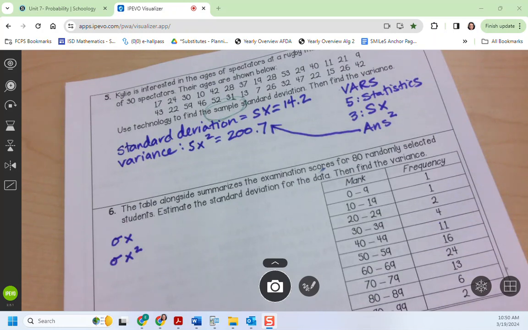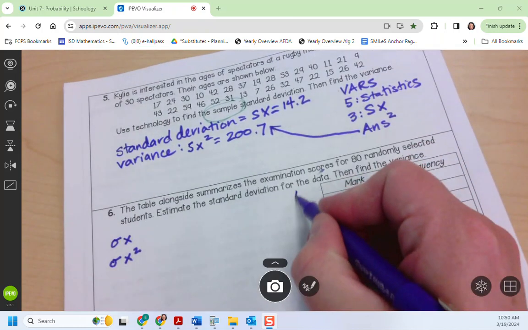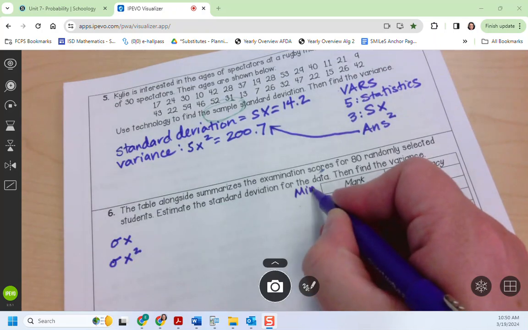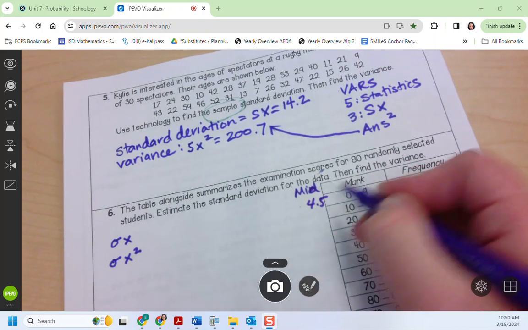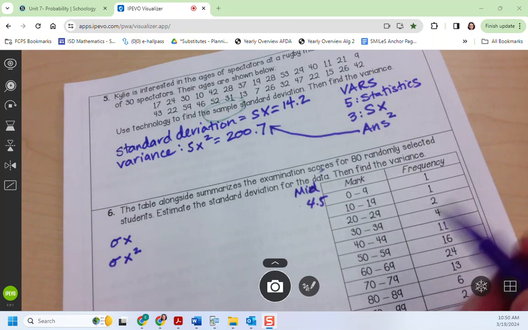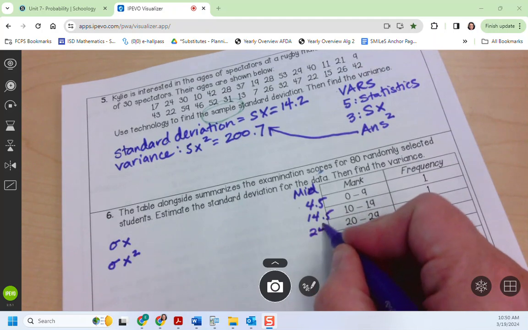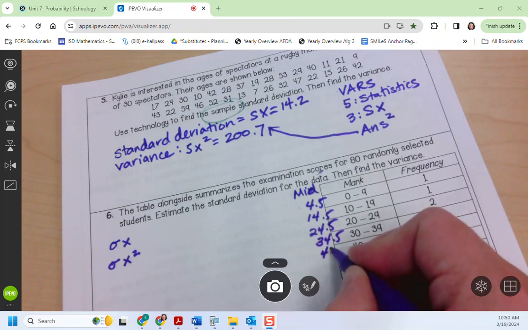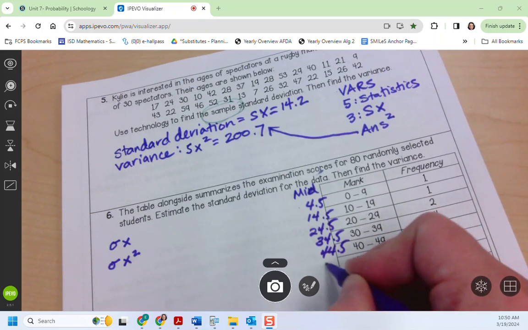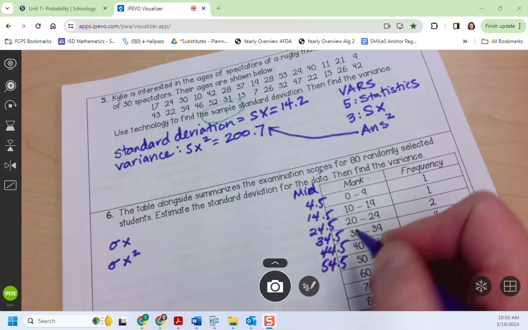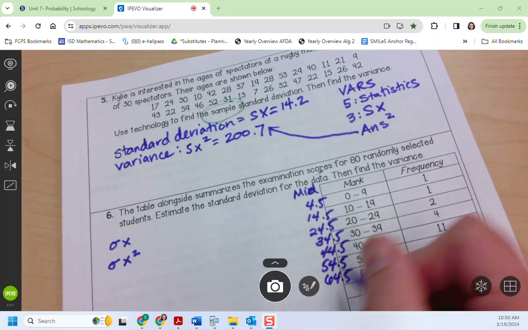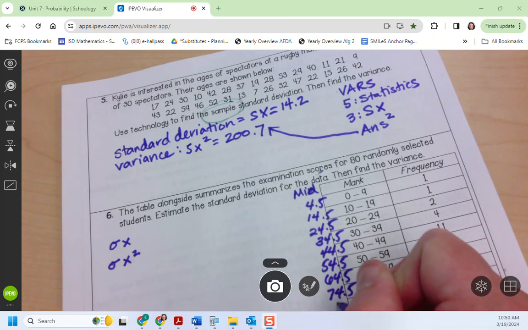Oh, we're going to use the midpoint for these, okay? So we need to calculate the midpoints. For example, the first one, the midpoint is 4.5, right? Okay. Oh, and we have a frequency, so this is a different problem. They're pretty much all something 4.5, right? Okay, don't forget to enter your frequencies in a list.